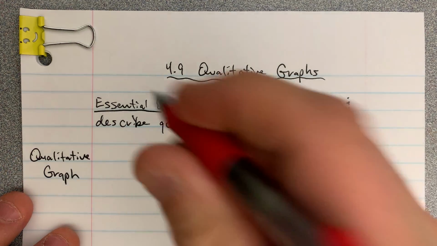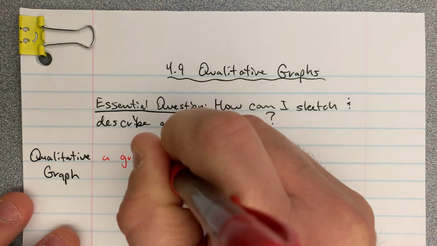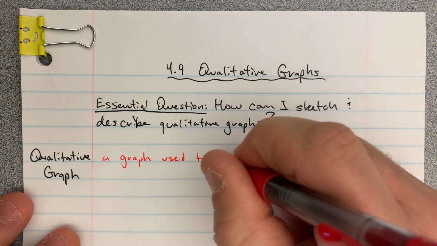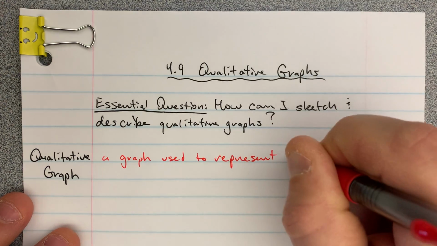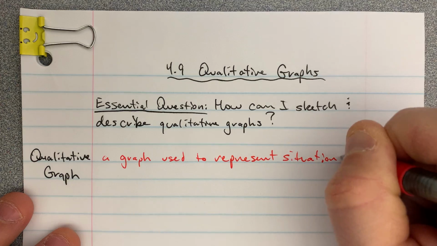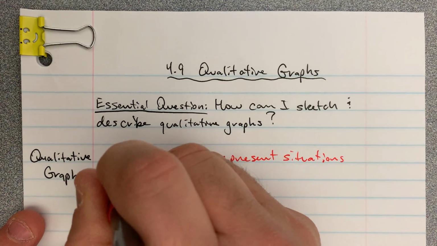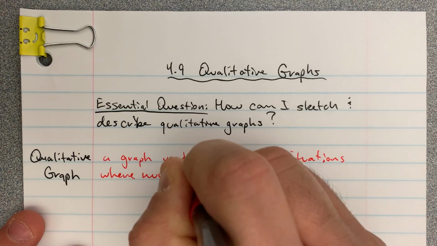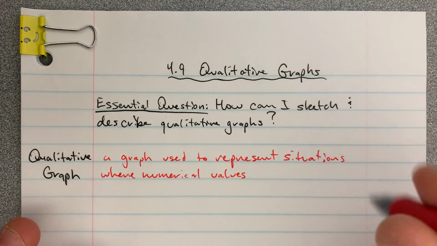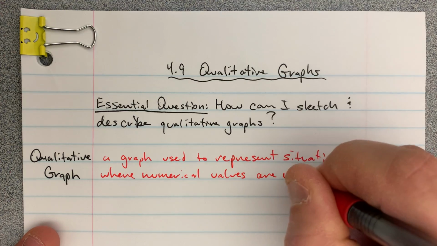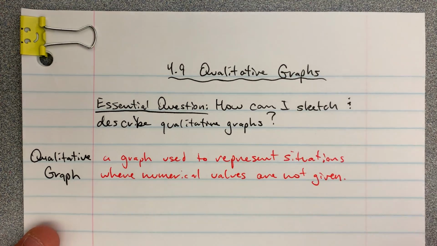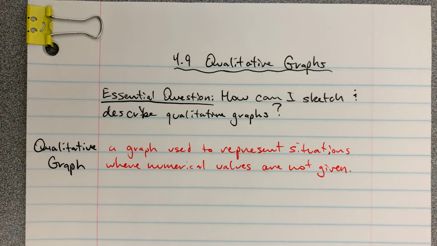It is defined as a graph used to represent situations where numerical values are not given. So in layman's terms, you're going to be given a graph that has some verbal information. It'll have lines that may be linear or nonlinear in it, but there's going to be no numbers, so we're going to have to interpret what that information means.